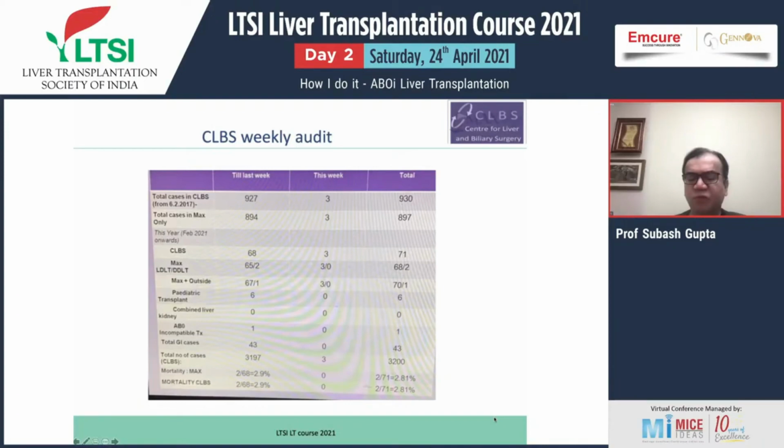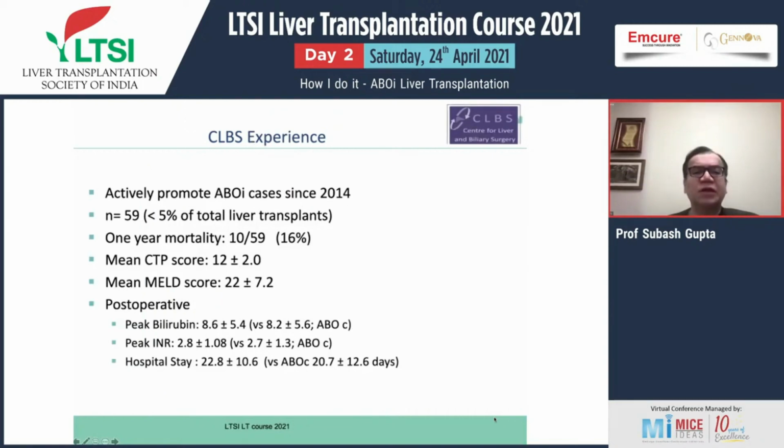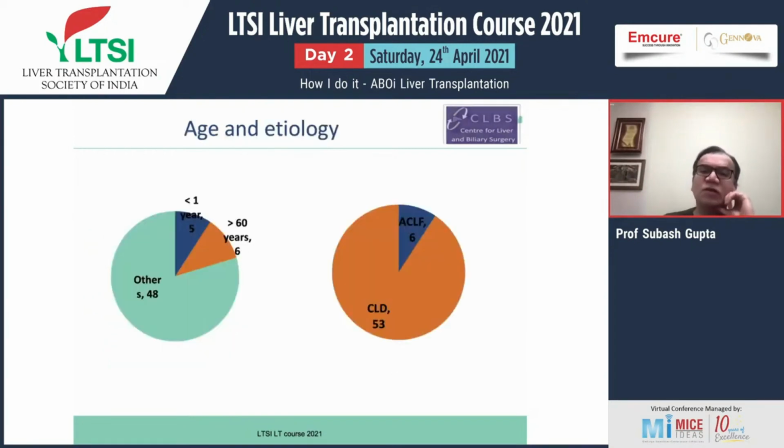So I've been actively promoting ABO incompatible transplantation since 2014. Total number of 59. And these are patients who were very sick. The CTP scores were 12, MELD scores were 29. Post-operatively, the peak bilirubin, INRs and hospital stay were comparable with the group who had ABO compatible liver transplantation. We did very sick patients, very young patients, very old patients as well, or those who had ACLF.